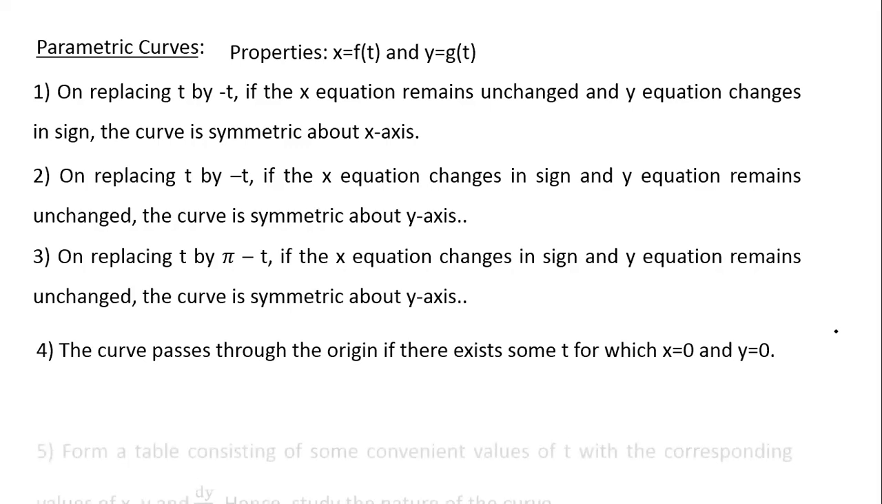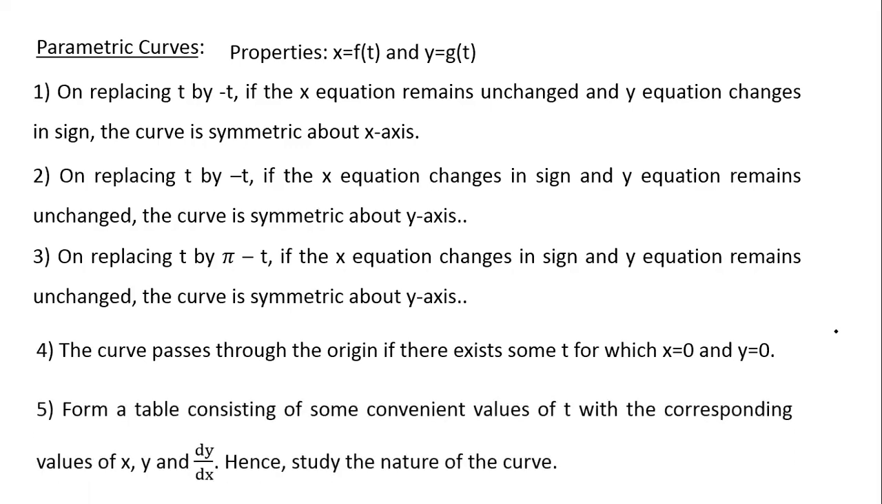And property number 5 is, we have to form a table consisting of some convenient values of t parameter with corresponding values of x, y, and dy by dx. Hence, study the nature of the curve. And I missed one more property, that is property number 6, and that is nothing but common sense. I think everybody has.